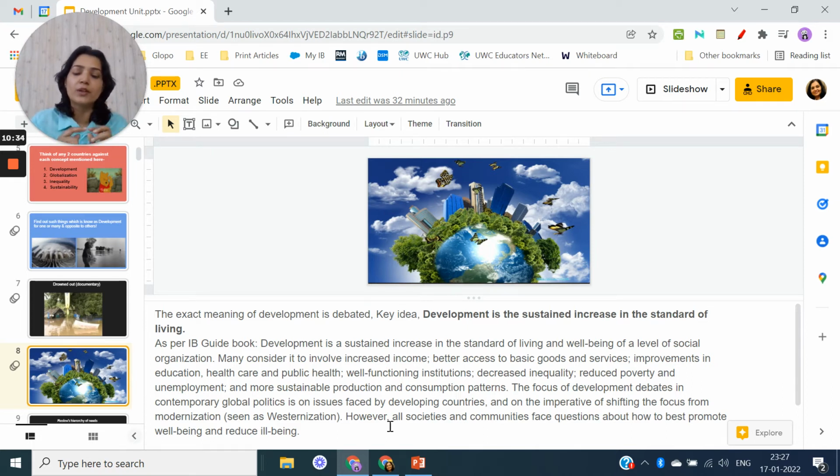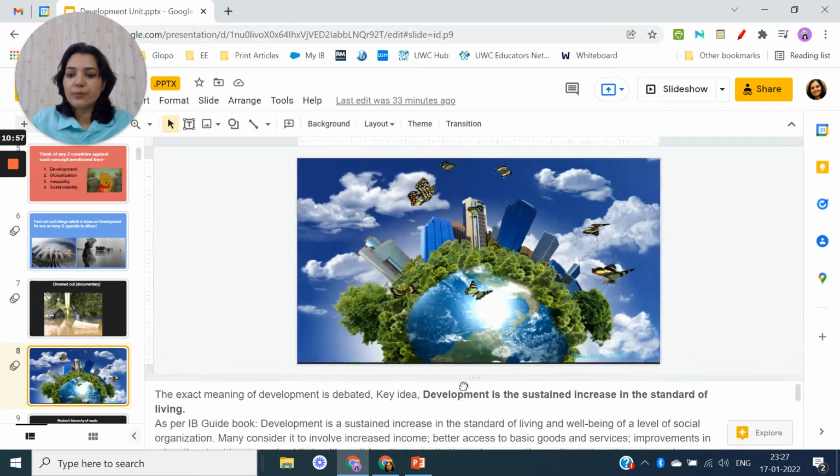A few of the common terms connected to this one is sustained increase in the living standard, right? And the second could be the level of social organization, which is also increased over here. So it's not talking only about the state actors, but even the non-state actors as well. Clear? So this is about development.